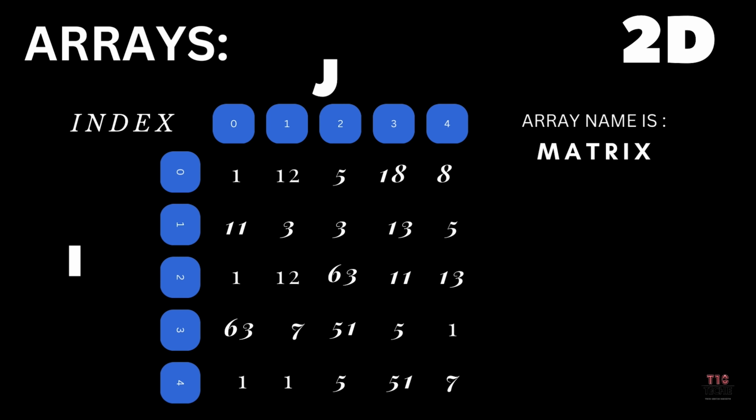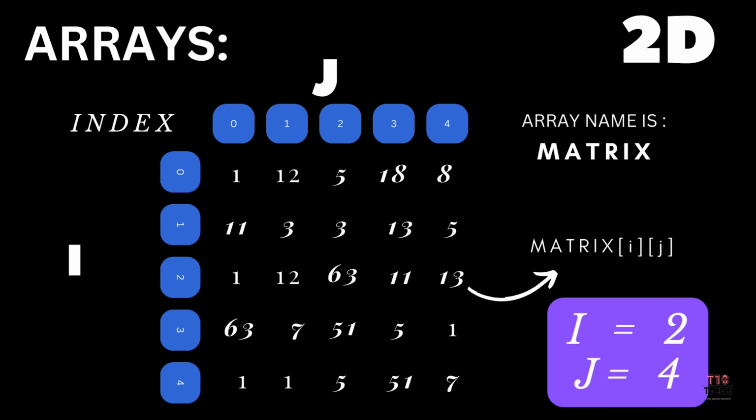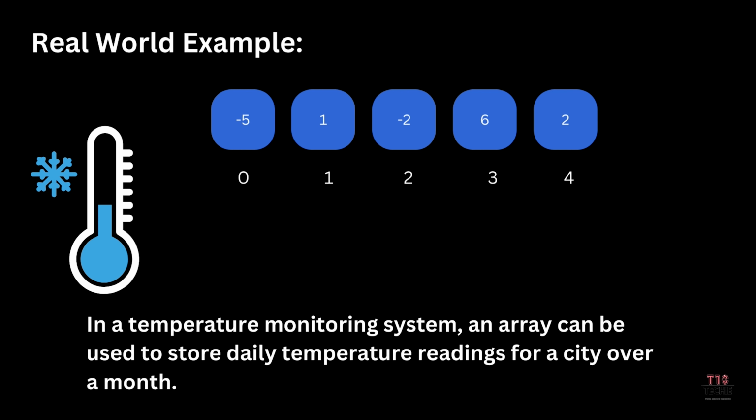Now for calling the number 13, we need i and j values. As it is a 2D matrix, we will be calling matrix[i][j], with i value as 2 and j value as 4. Consider an example of a temperature monitoring system. We will be collecting the temperatures on each and every day with respective months. If we require to collect the data, we can use a single-dimensional array and collect the data using indexes. So this is an example for arrays.